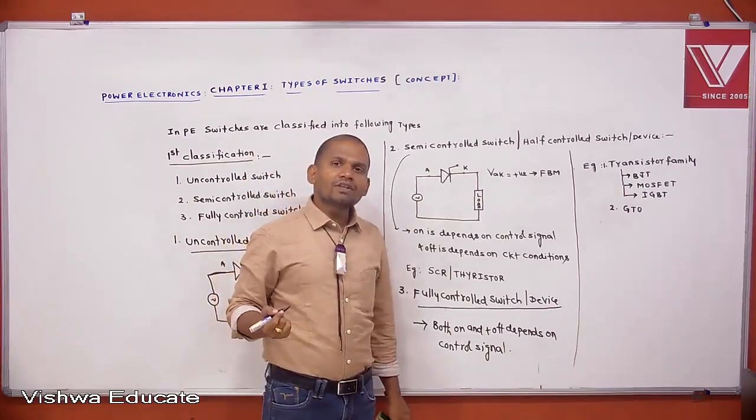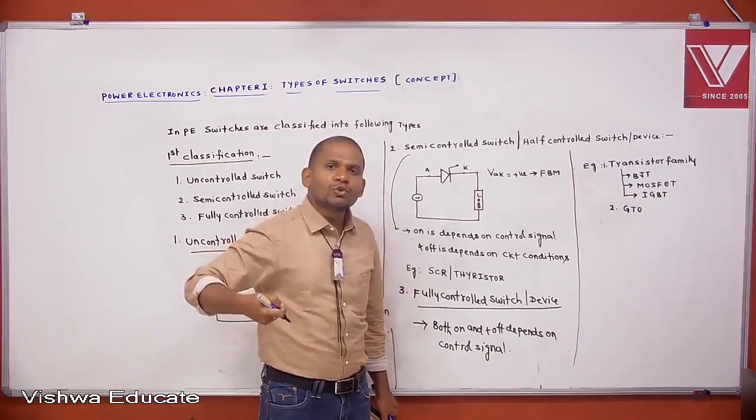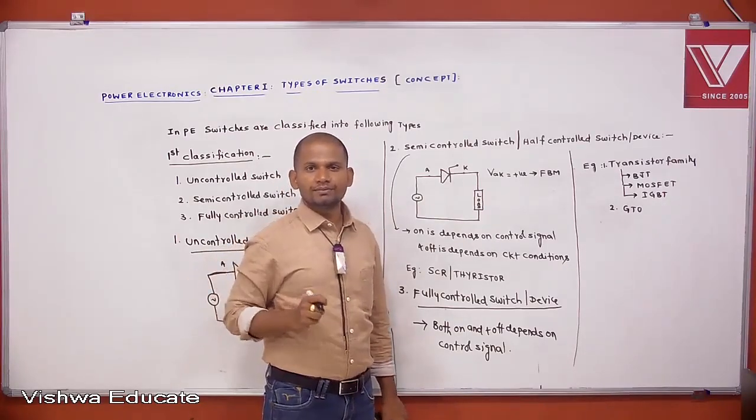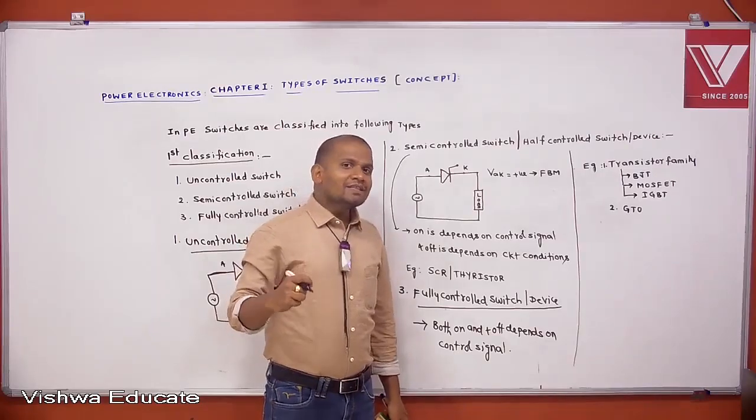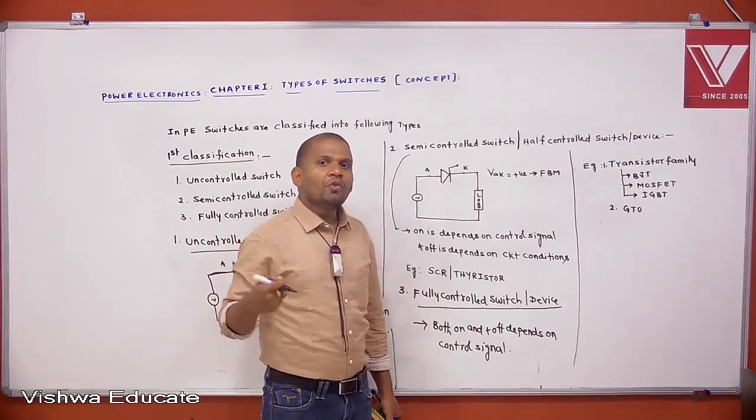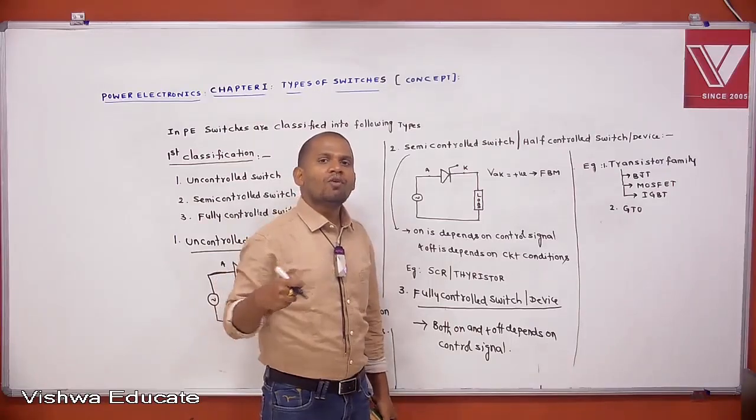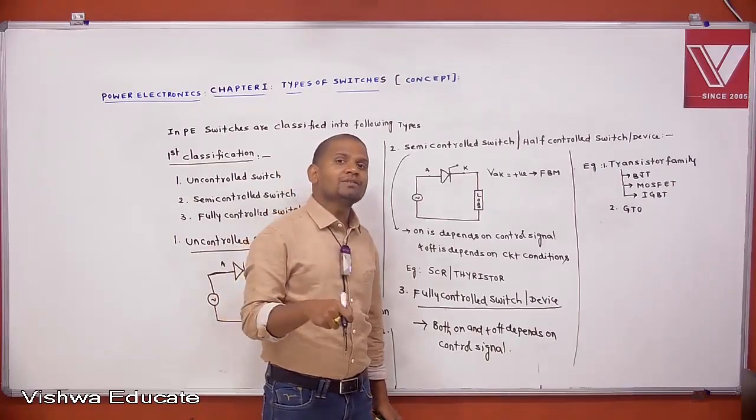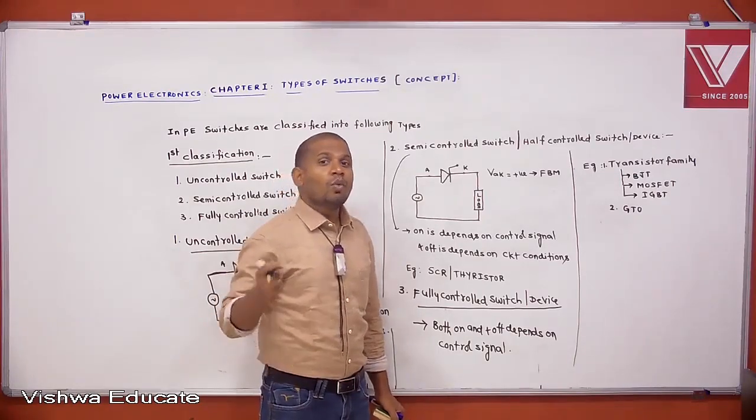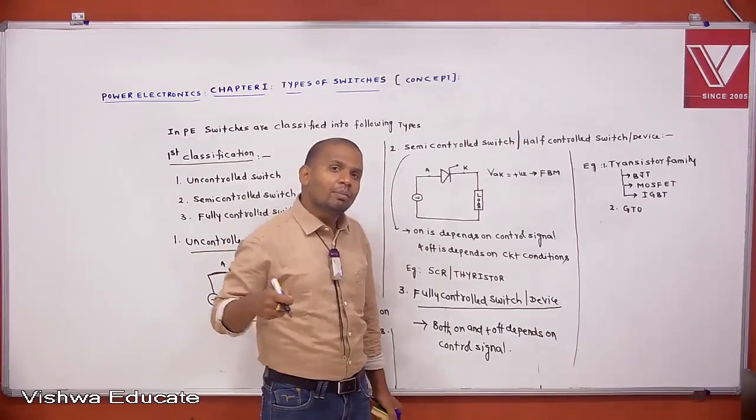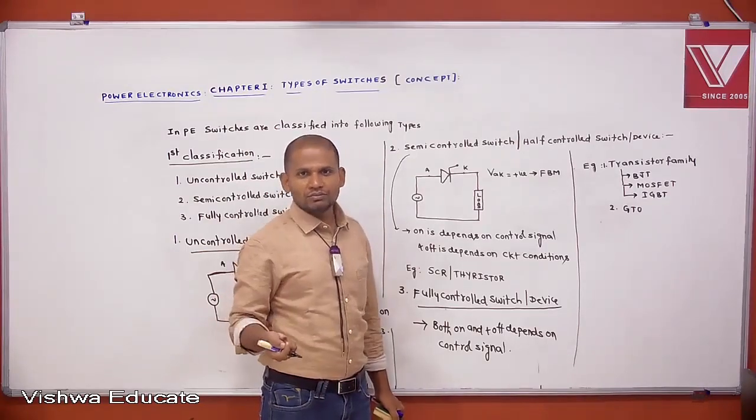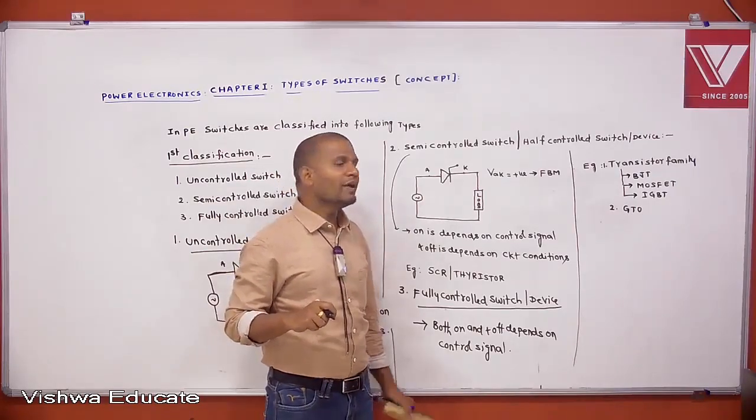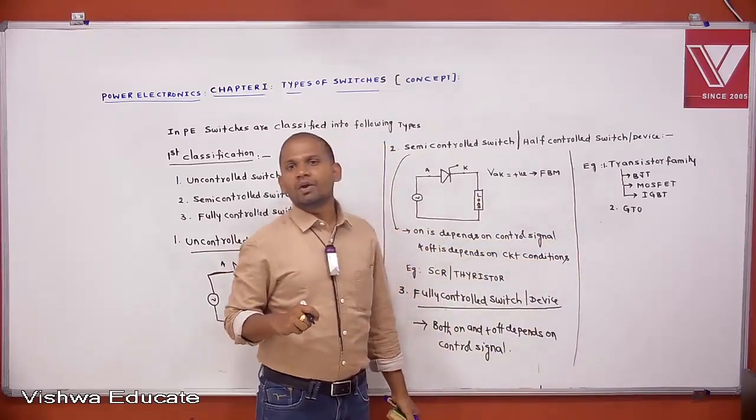For the gate turn-off thyristor, we can turn on by a positive gate signal and turn off by a negative gate signal. Both on and off are by control signal. Why is the transistor family a fully controlled device? For a BJT, we can apply a positive signal to the base to turn it on. If you apply a negative signal to the base, it can be turned off. That's why both on and off are done by the base signal. Even in a MOSFET, both on and off are done by the gate signal. That's why these are treated as fully controlled devices.